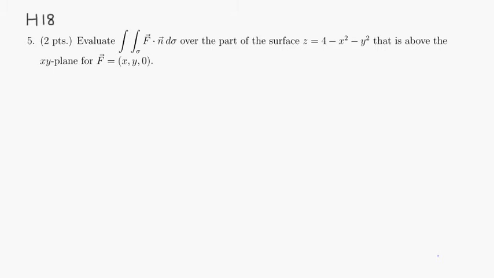Okay, let's look at homework 18, problem number 5. We want to evaluate this double integral over the part of the surface z equals 4 minus x squared minus y squared that is above the xy plane, for the vector field F equals x, y, 0.